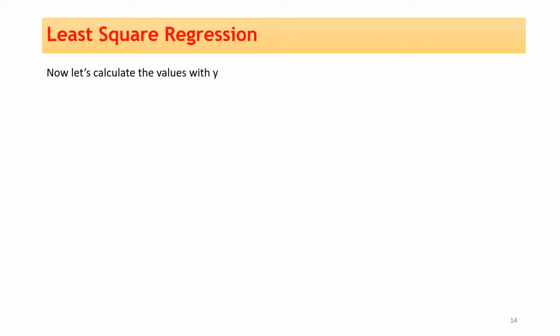As we have calculated x minus x mean, similarly we will calculate the values with y. To calculate y minus y mean, first we will calculate the y mean. Now how to calculate y mean? The y mean is nothing but the mean of all y values, that is 4 plus 12 plus 28 plus 25 plus 80 divided by 5. If we do this calculation, then our y mean will be equal to 35.2.